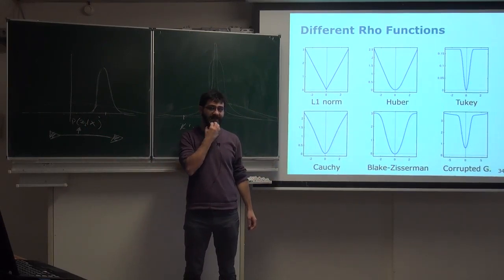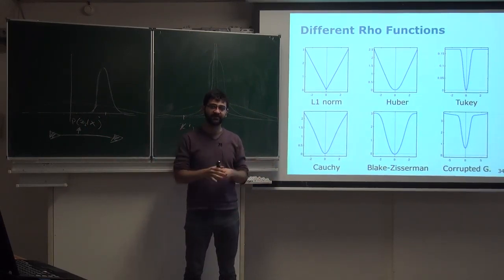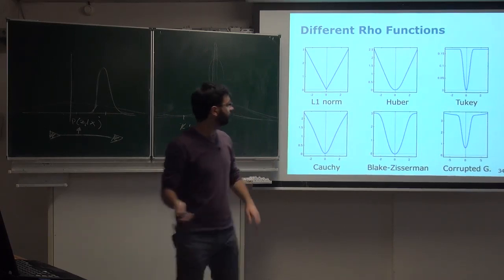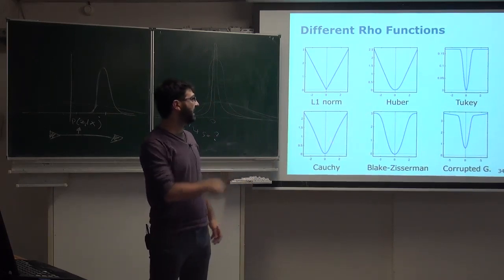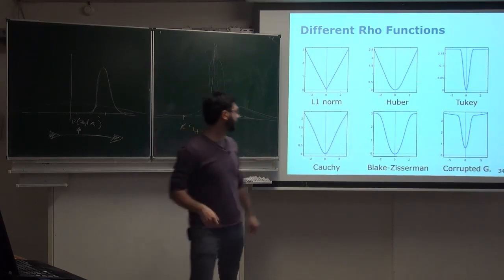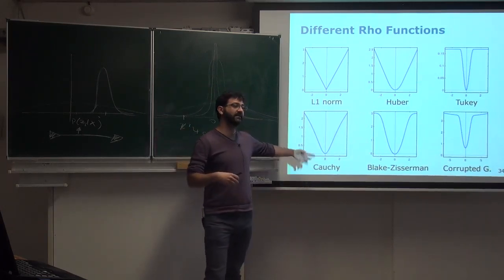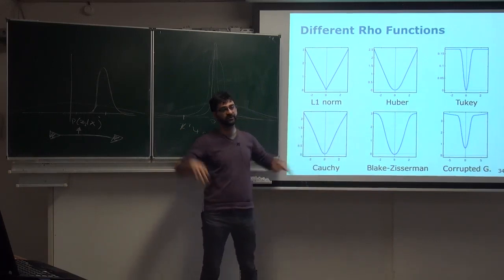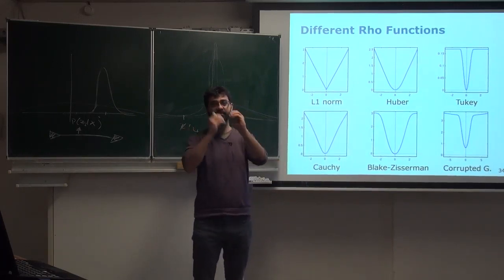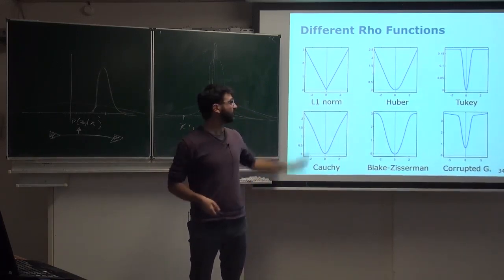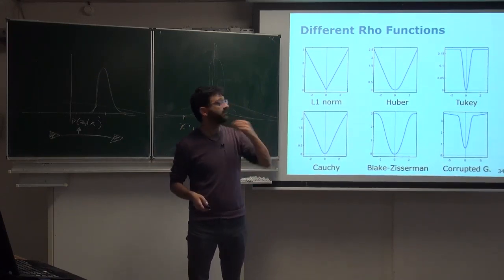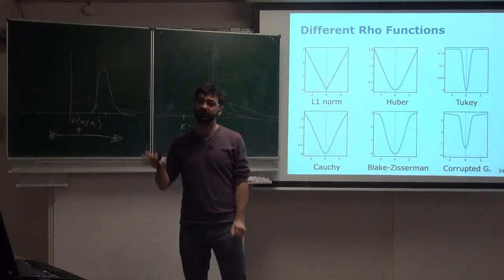Okay? Does it make sense? Any questions on that? And there are plenty of different guys in here. There is also the Student, which is an extension of Cauchy where you have a parameter that you can play around with. So the whole field of M estimators with different rho functions is pretty broad.